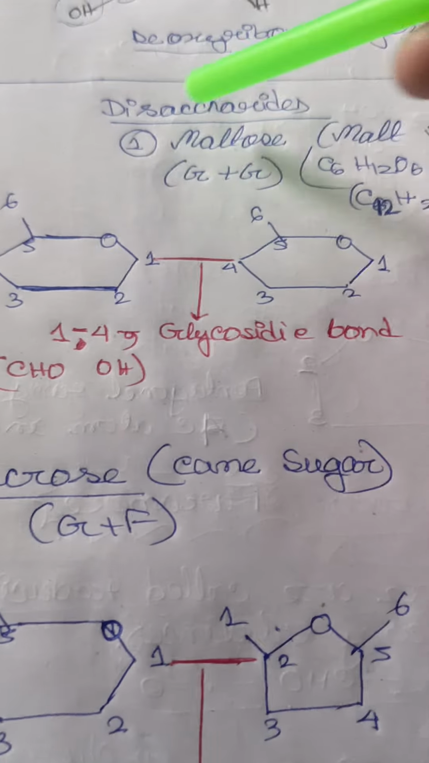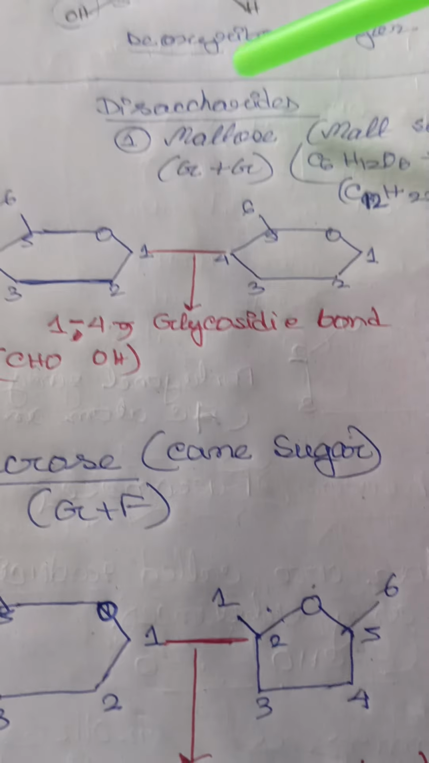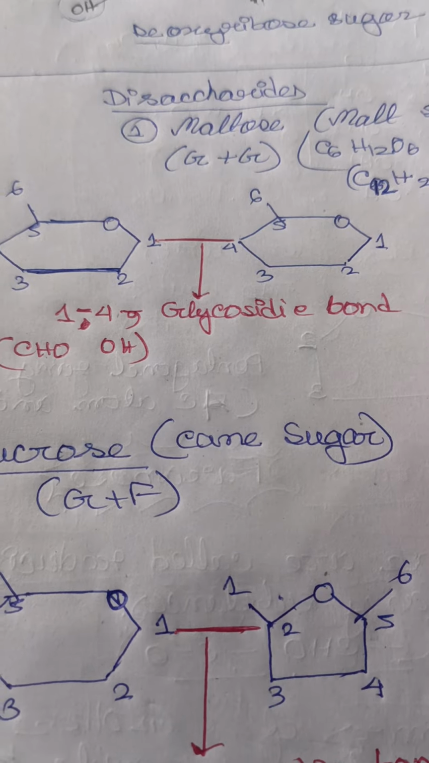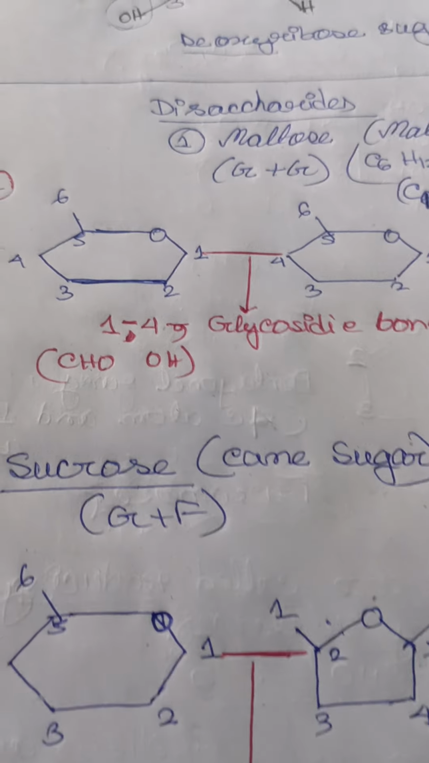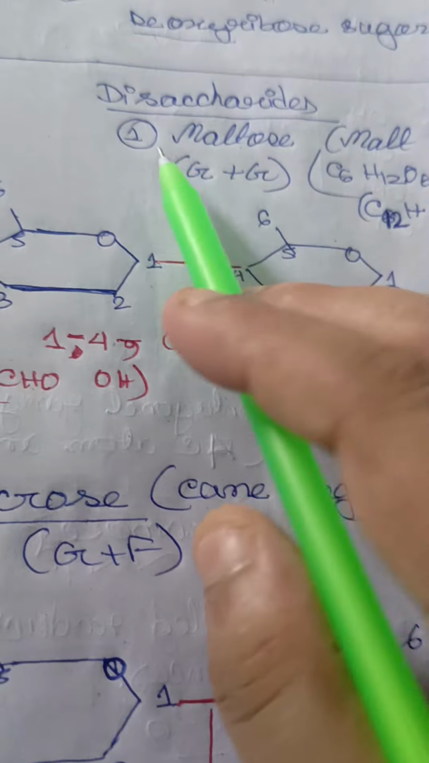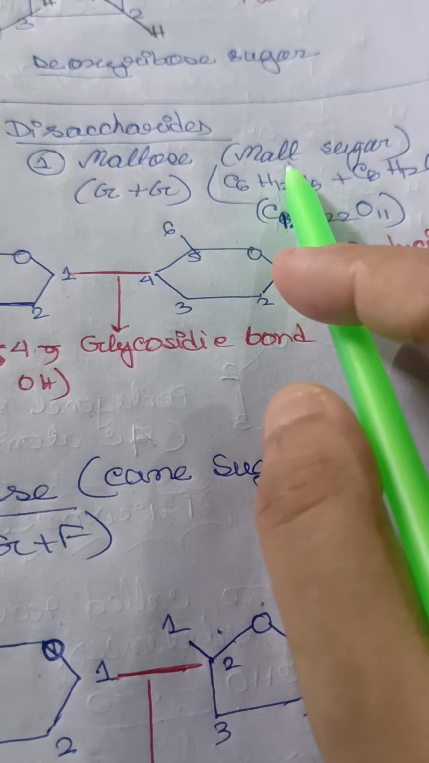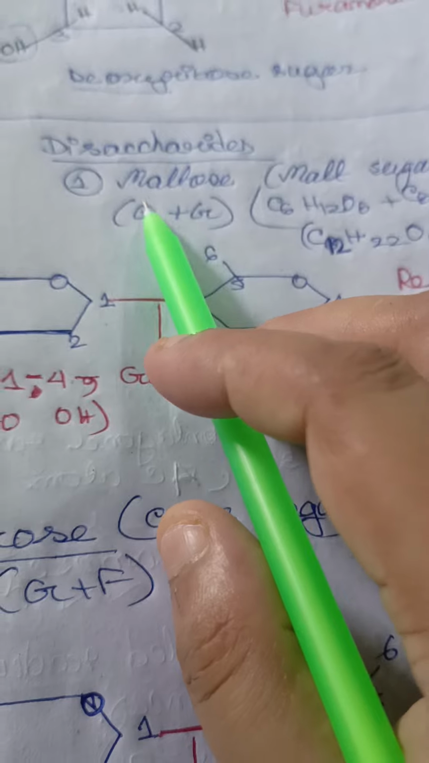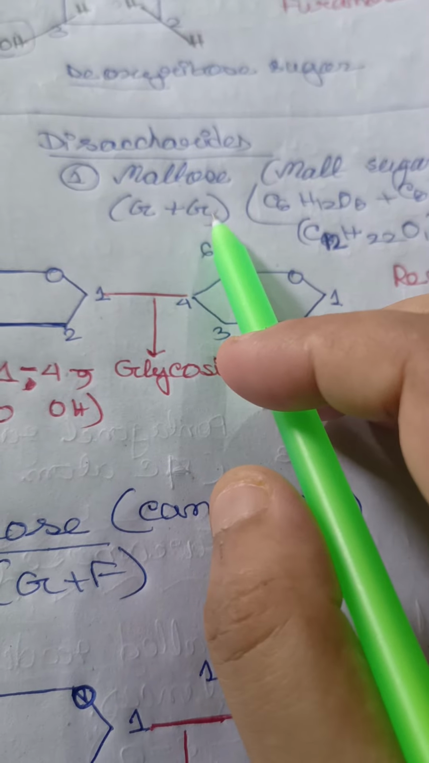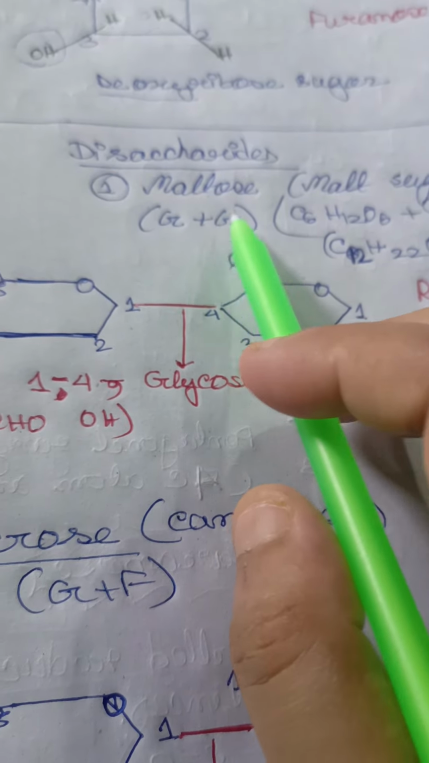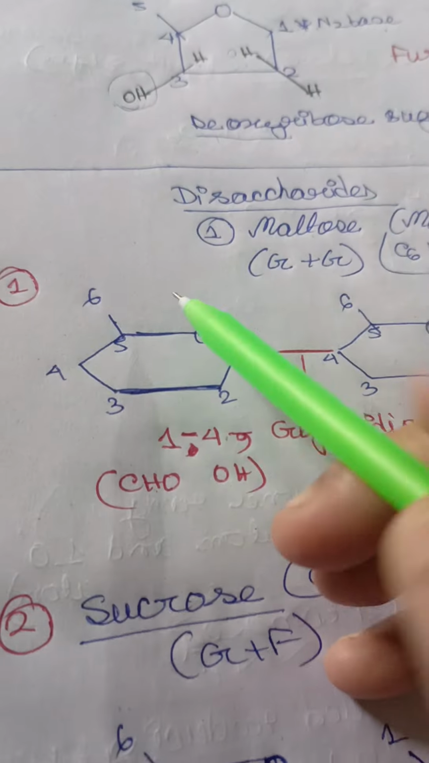Now we will learn about the disaccharides. Disaccharide means two saccharide groups will be there, right? Two units will be there. So the first example is maltose. This is also known as malt sugar, and it is made up of glucose plus glucose. Okay, glucose plus glucose. So what is the ring structure?